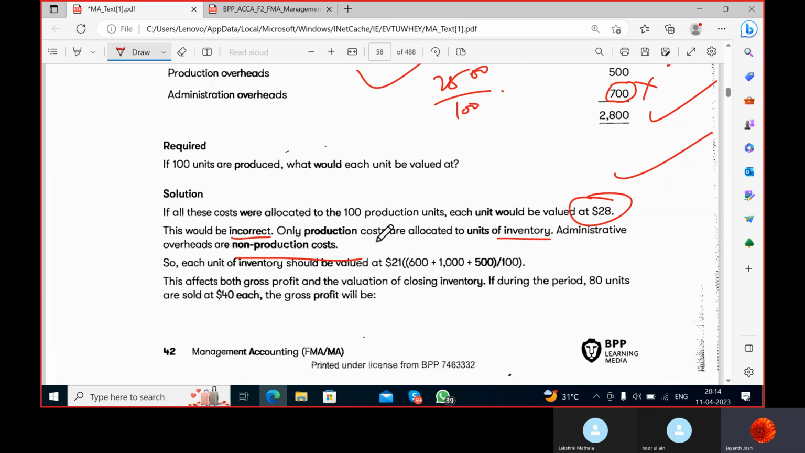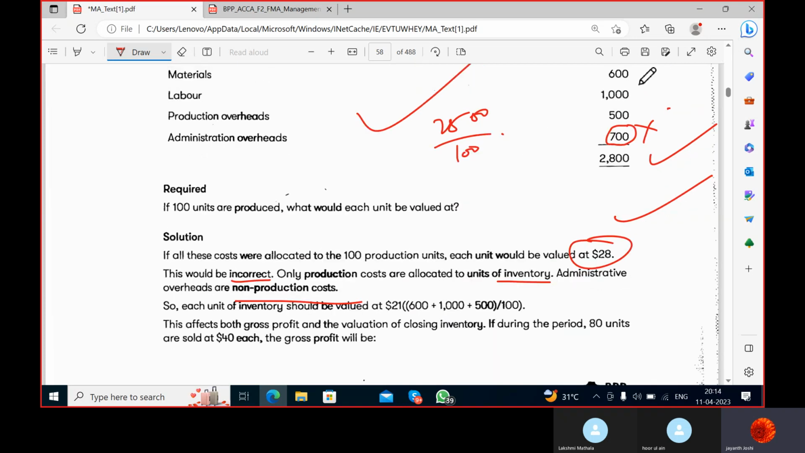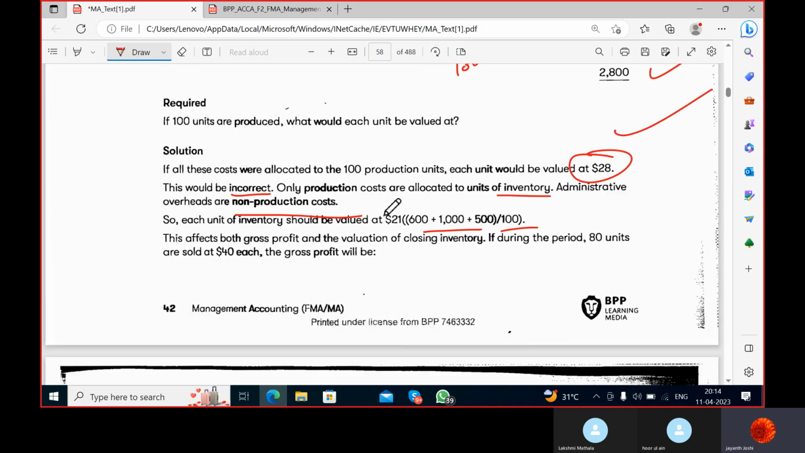Administrative overheads are non-production cost. So we will take only production cost, which is 600, 1000 and 500, and we'll divide by 100 units. We will get $21. Okay. This affects both gross profit and valuation of closing inventory. If during the period 80 units are sold at $40, what will the gross profit be? So now you are selling only 80 units, not 100 units.